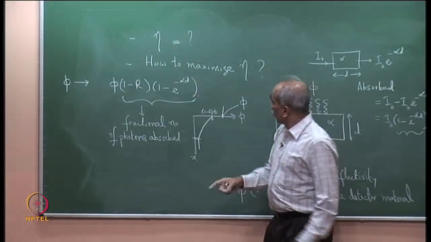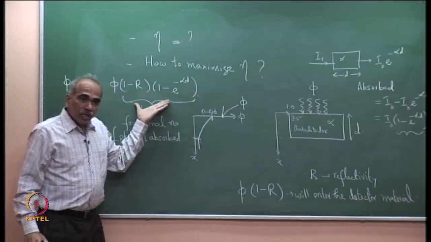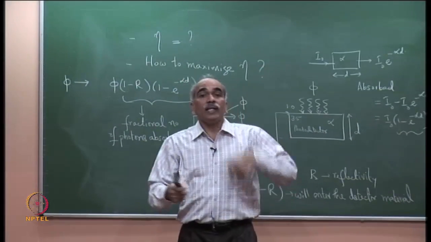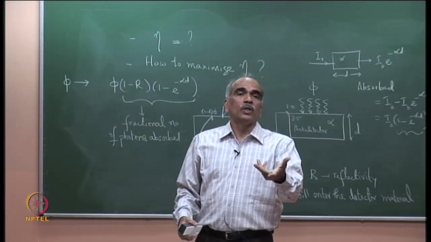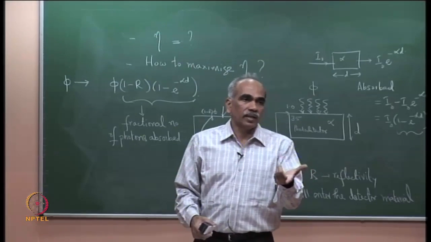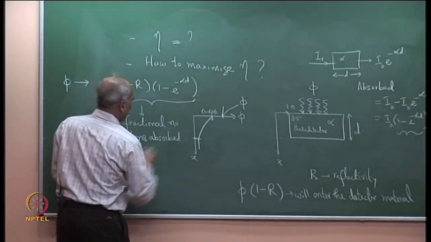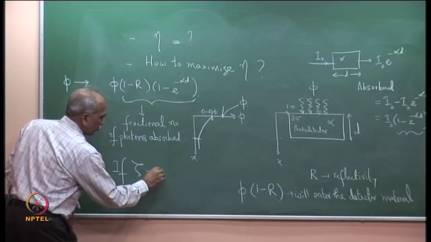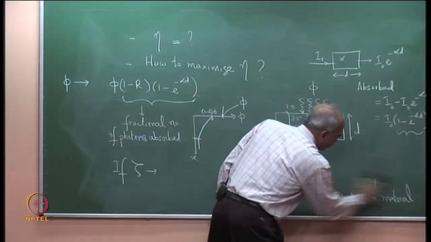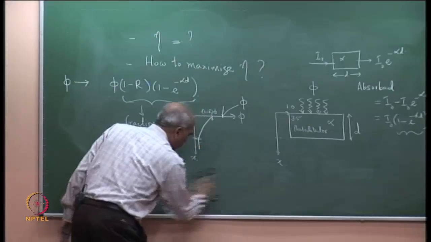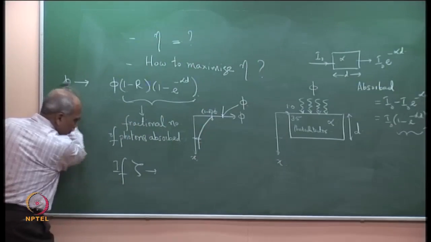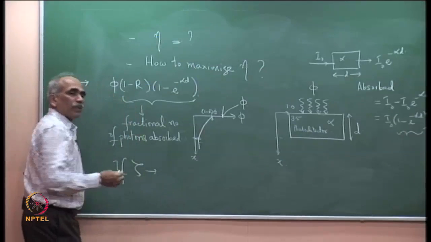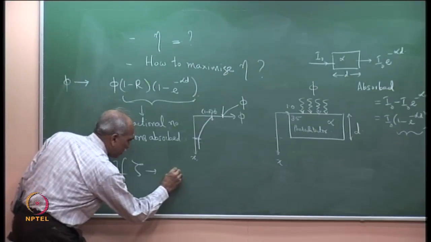This is not sufficient. What was our definition? Out of this, how many of them will result in the generation of carriers and how many of them will contribute to the current in the external circuit. If zeta is the fractional number of photons that are absorbed and that generate carriers, then zeta comprises of two components. Please see this.